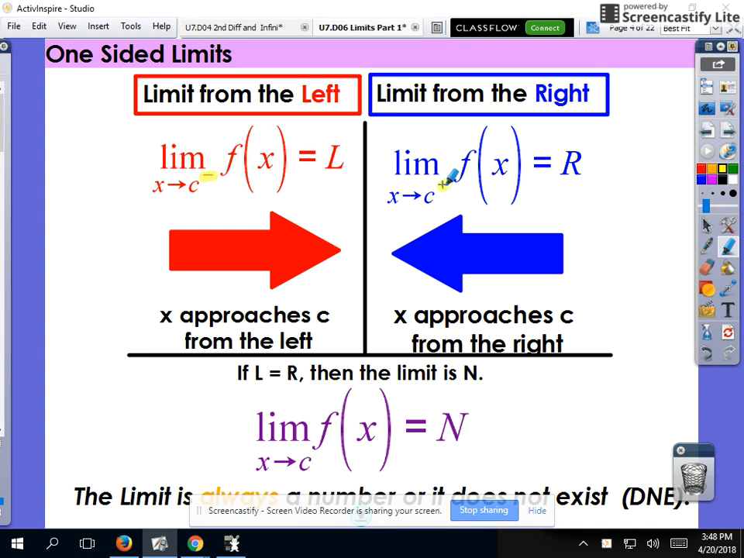Now, if the left-sided limit equals the right-sided limit, then the limit is that same value. Whatever L and R is, it's that. Okay, and the limit is always a number or it does not exist. Okay, it's always a number or the limit does not exist.